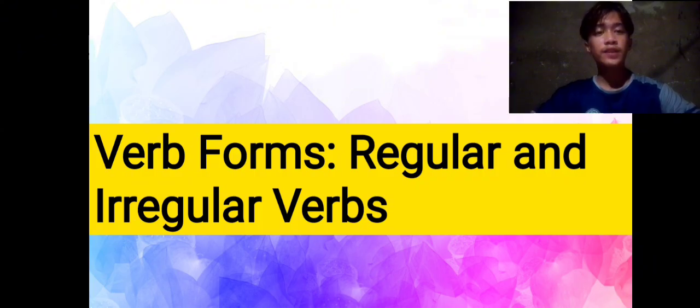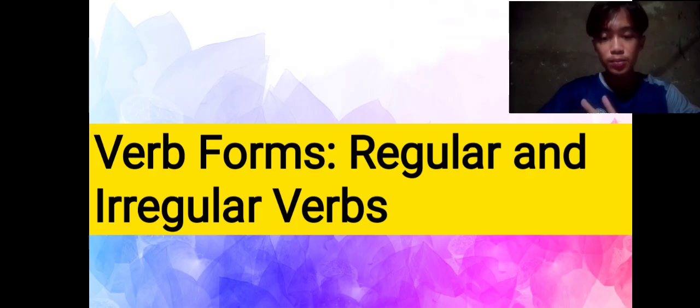Next, we have the irregular and regular verbs. So these verb forms also include the distinction of the verbs between regular and irregular verbs. Regular verbs are those that form their past and past participle by adding ed or d, while irregular verbs are those that change their form when used as past tense or past participle.